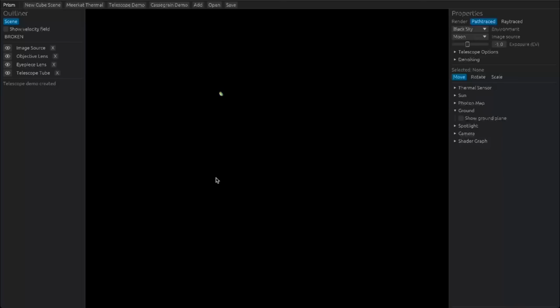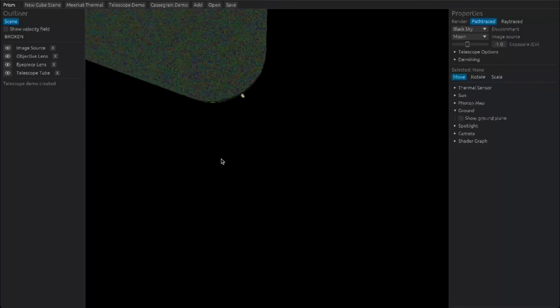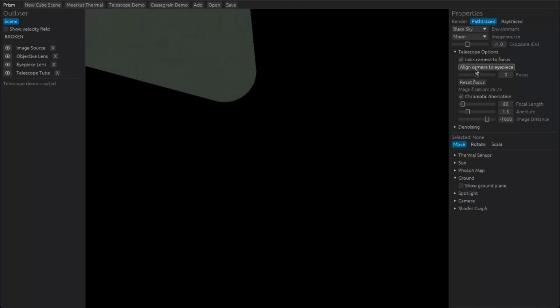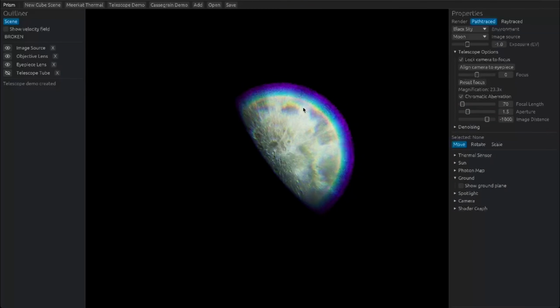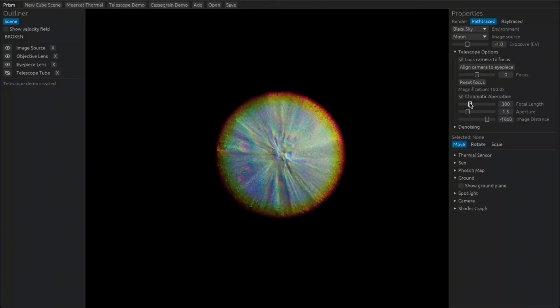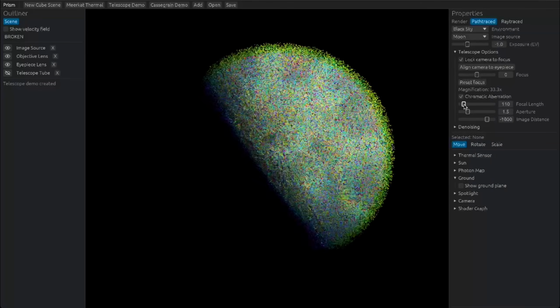Now here's the telescope I designed, and while we look at the moon, I want you to notice how as the magnification goes up, the edges of the moon seem to become colorful, and how the image seems to distort, preventing us from seeing surface detail. This is chromatic aberration, but how do we fix it?